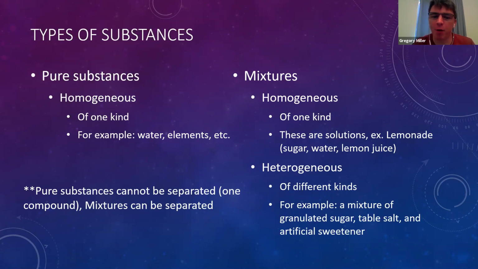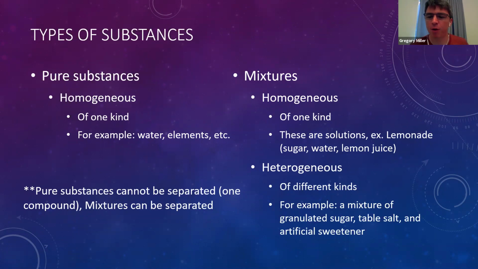Any element by itself is also a homogeneous pure substance. It cannot be separated further. Mixtures, however, can be separated. They contain two or more compounds. There are two different types of mixtures, though. There are homogeneous mixtures that, again, means of one kind, which means they have a uniform composition throughout. So the most common of homogeneous mixtures are solutions, like we've been talking about. For example, salt water, sugar water, lemonade, something that has the same composition throughout the entirety of that mixture.